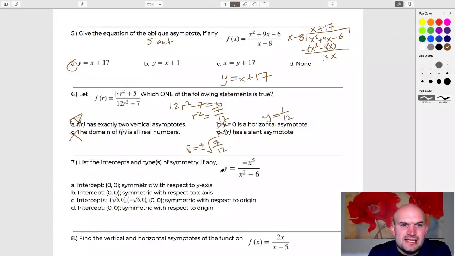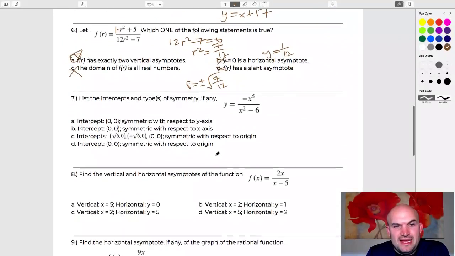Number 7, it says list the intercepts and the type of symmetry, if any. So obviously the intercepts is referring to the x and y. And obviously I can see if I plug in 0 for y, set the numerator equals 0, I'm getting 0. And for the y-intercept, I plug in 0 for x, I get 0. So it's not going to be C. The next thing I've got to do is test the symmetry.